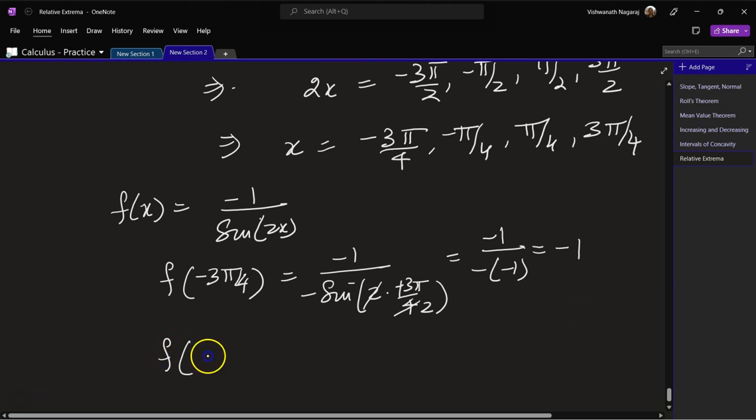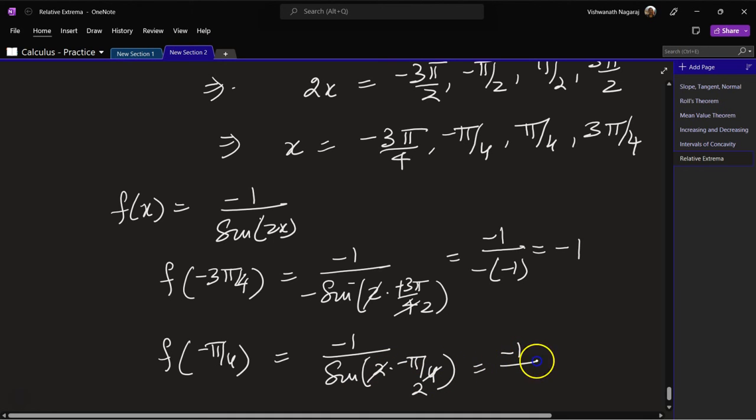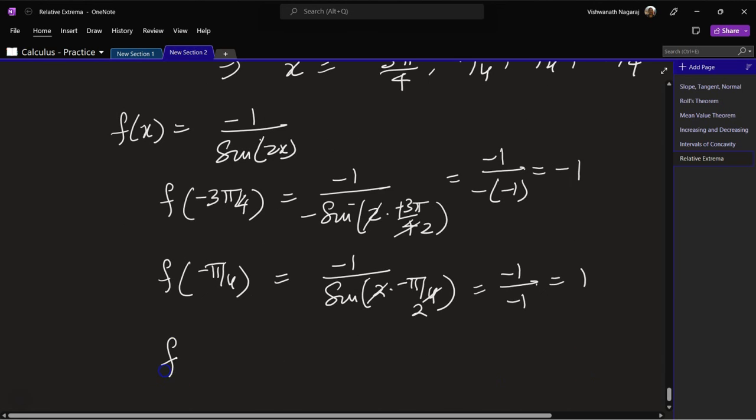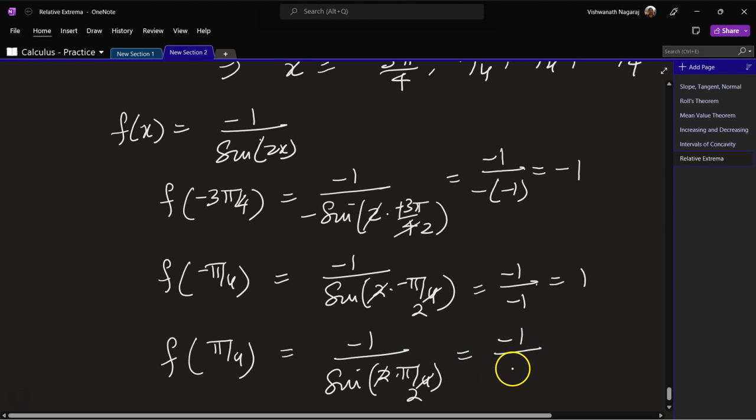Okay. F of minus pi by 4 is going to be minus 1 by sine 2 times minus pi by 4. The 2s cancel. So sine minus pi by 2 is going to be minus 1, so minus 1 by minus 1, which is equal to 1. Okay, f of pi by 4 is equal to minus 1 by sine 2 times pi by 4. The 2s cancel. So we have pi by 2. So minus 1 by sine pi by 2, sine 90 is 1, which is minus 1.